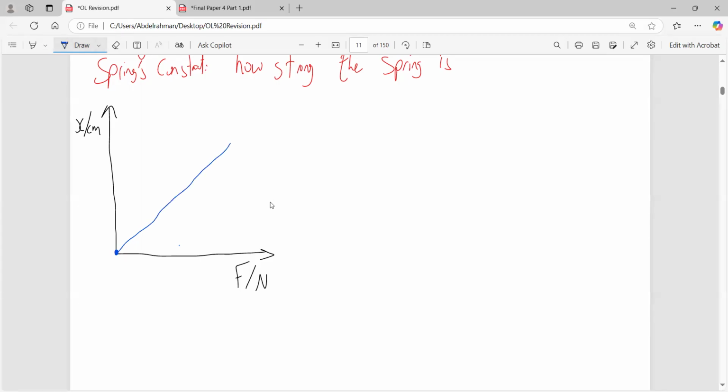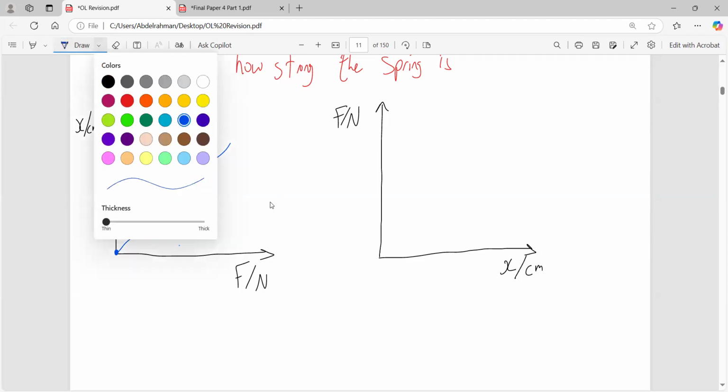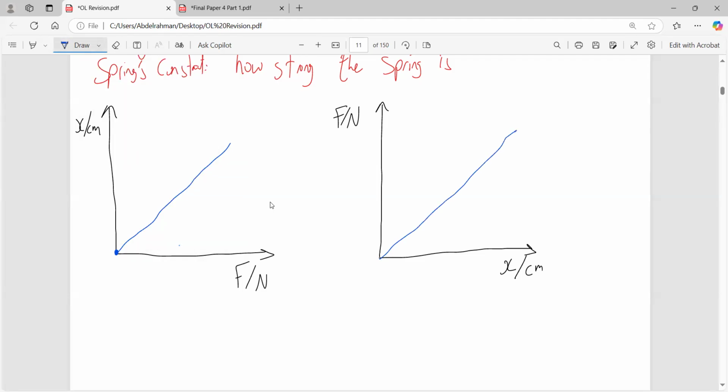You could draw it this way, or you could flip the axes. I can flip the axes. You can draw force and extension on the x-axis, and it would also be a straight line. Both of these are straight lines. Both of these graphs are directly proportional, unless reaching the elastic limit.